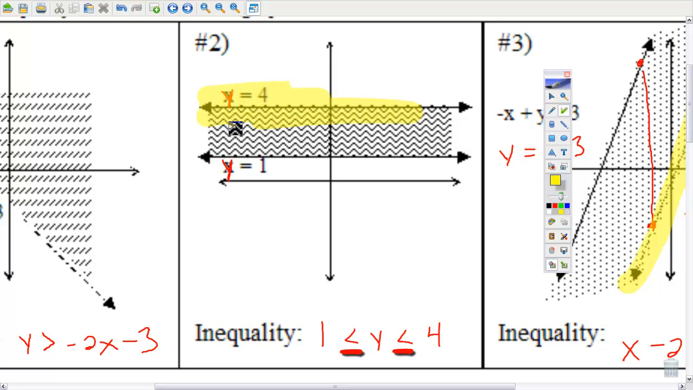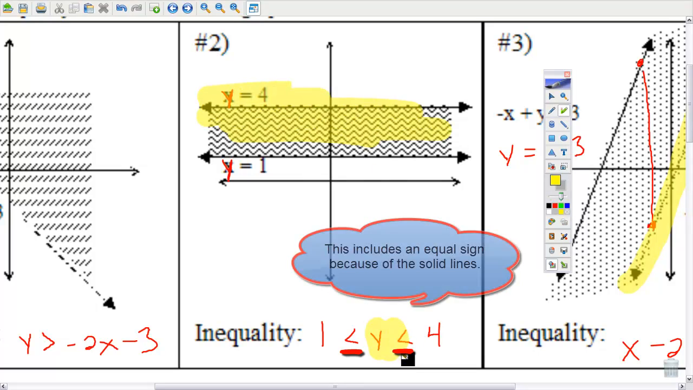If you look at this part right here, that's what this is saying. Y is less than 4. If you look at the graph, it's graphed below 4, that's less than. If you look at this part here, we're saying that it is above 1. Reading with the y first, y is above 1. Reading it with the 1, you're saying 1 is below y, 1 is less than y.